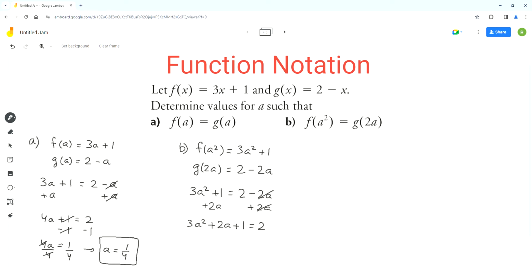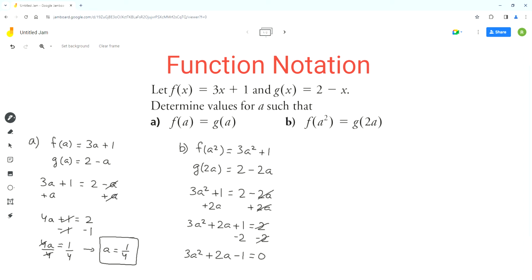Now we can eliminate the 2 on the right side, so we should subtract 2 from both sides. So the 2's on the right side will cancel each other out, and now we get 3a squared plus 2a minus 1 equals 0. 1 minus 2 is equal to minus 1. So this is the quadratic equation we have to solve to find the value of a. We can factor this quadratic expression. This is a complex trinomial because the coefficient of the a squared term is not equal to 1. So we can use the decomposition method here.